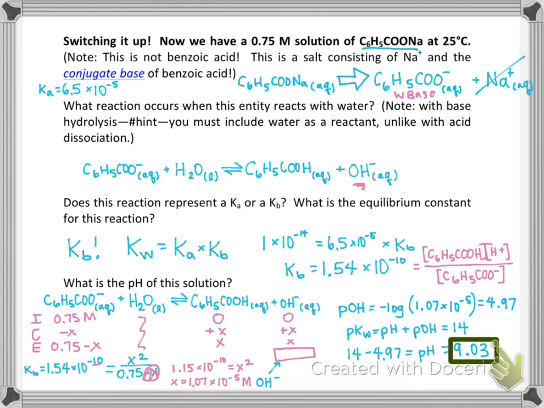So we can then do our check with what we started with. We know we started with a conjugate base, and so we should have a pH that's greater than 7. And so this makes sense.